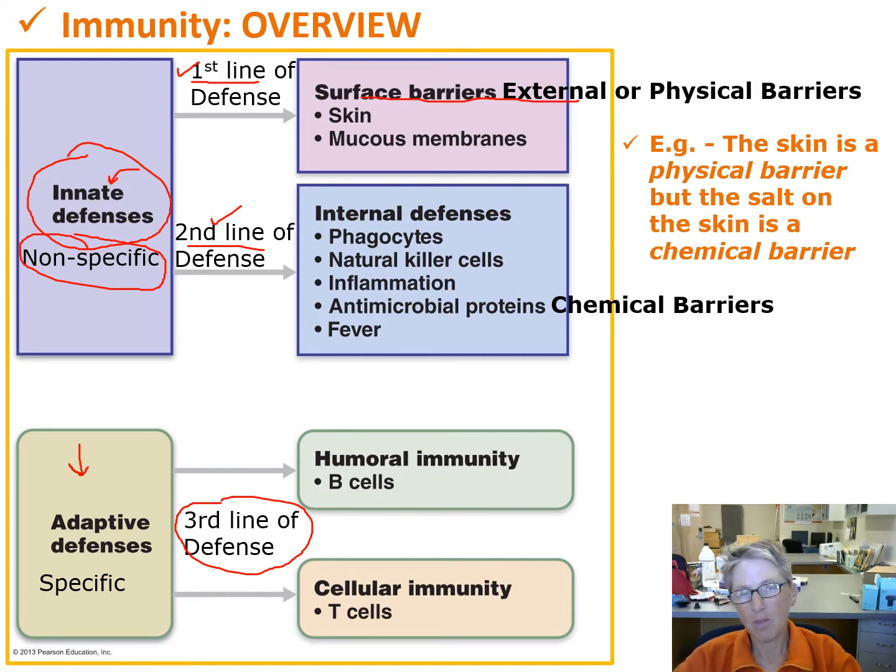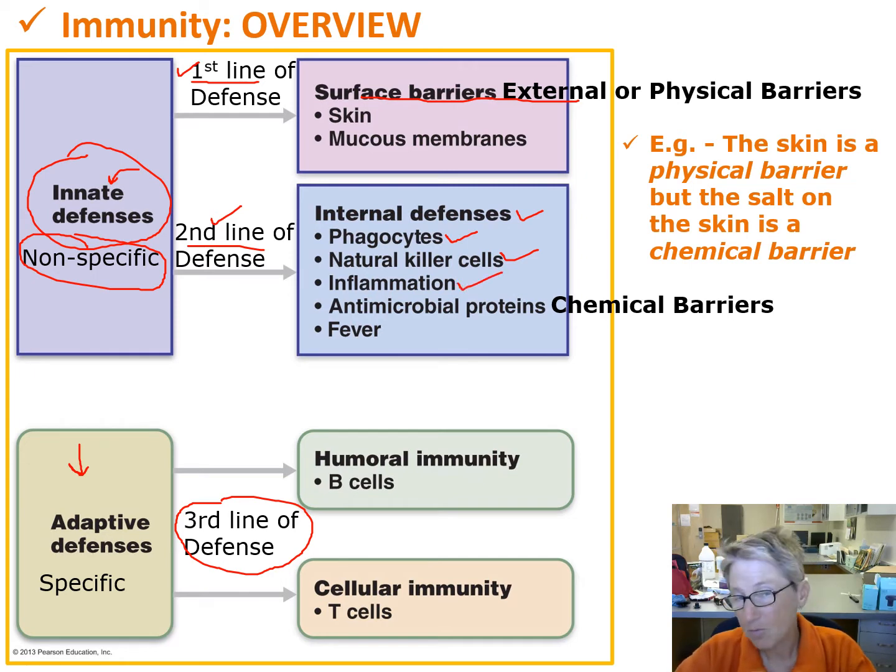And then within the innate or non-specific immune system, the second line of defense includes all these internal defenses. So, for example, phagocytes, one of my favorite cells, because back in the 90s when I was getting my PhD, my boss loved the macrophage, which is a certain type of phagocyte. So I worked with those a lot. I like these guys, natural killer cells. They're part of the second line of defense.